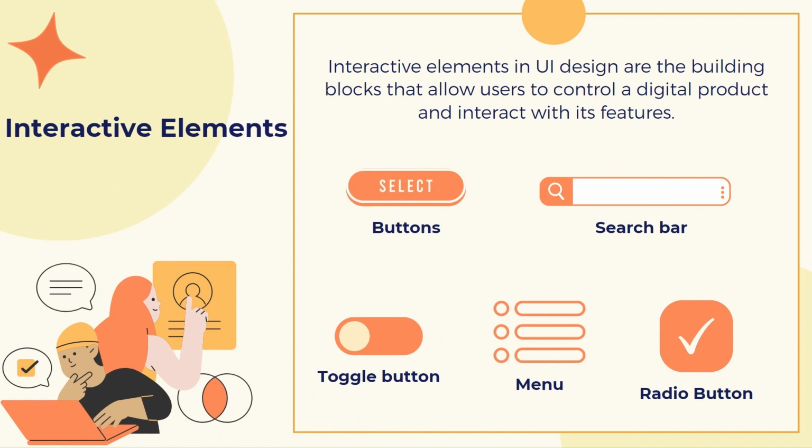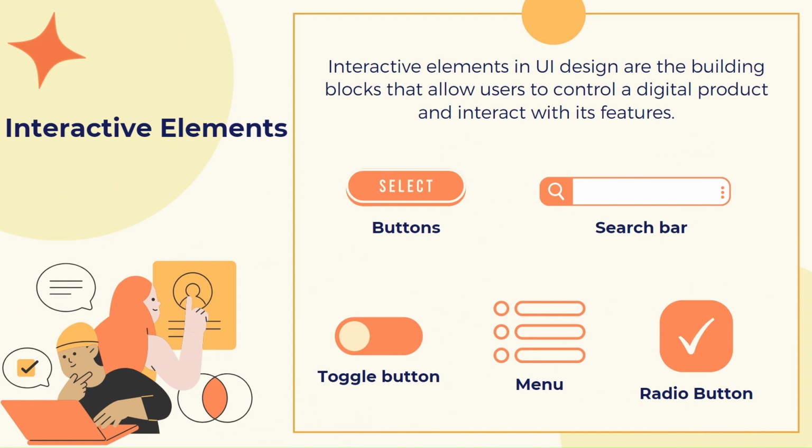So they are the building blocks and allows the users to control a digital product and act as touch points, guiding users through the experience and enabling them to achieve their goals. So this is the main work of interactive elements. For example, if we take button, it triggers specific actions when we click on it, right? Search bar enables us to find specific information.